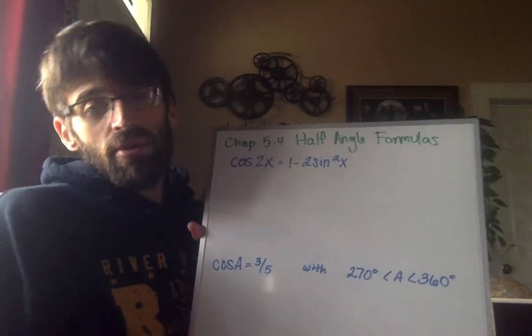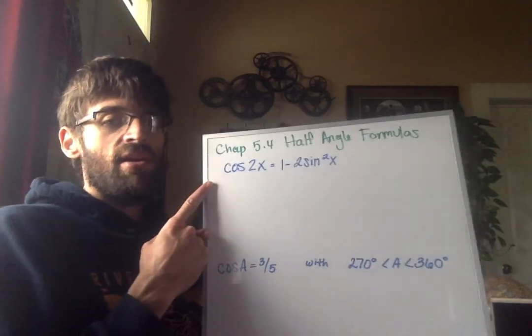Good morning. This is probably going to be the last video for trig. This is chapter 5.4. It's about half angle formulas. So this is if I'm given an angle and I want to find the sine, the cosine, or tangent of half of that angle. So the first thing we're going to do is prove the cosine.